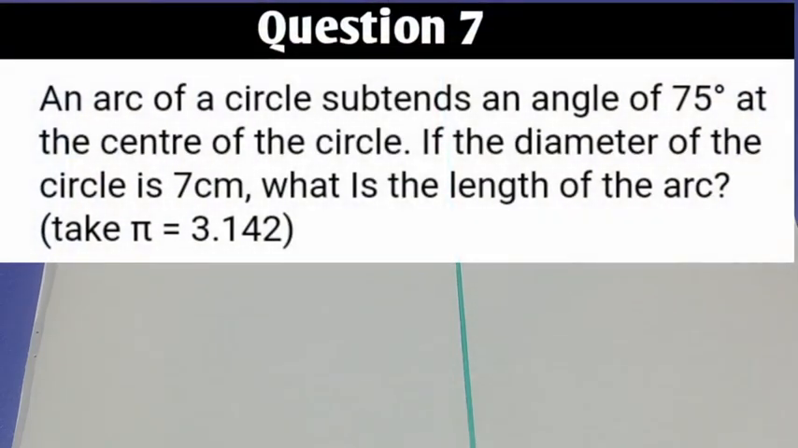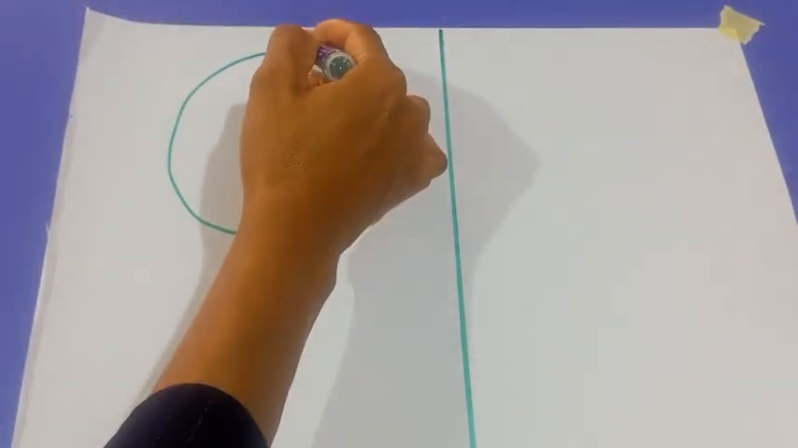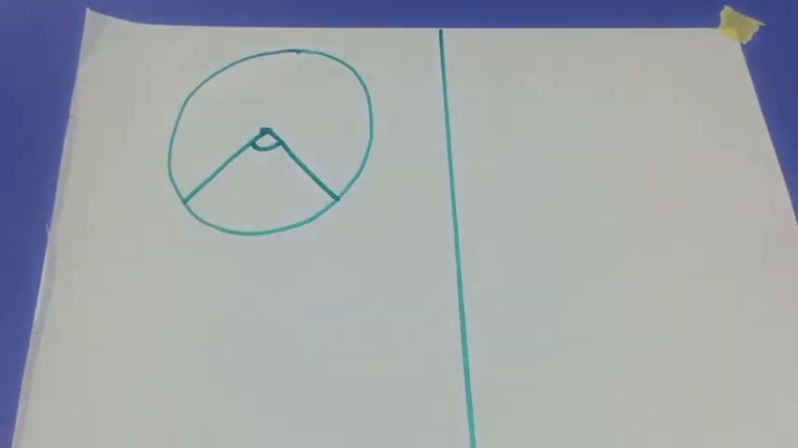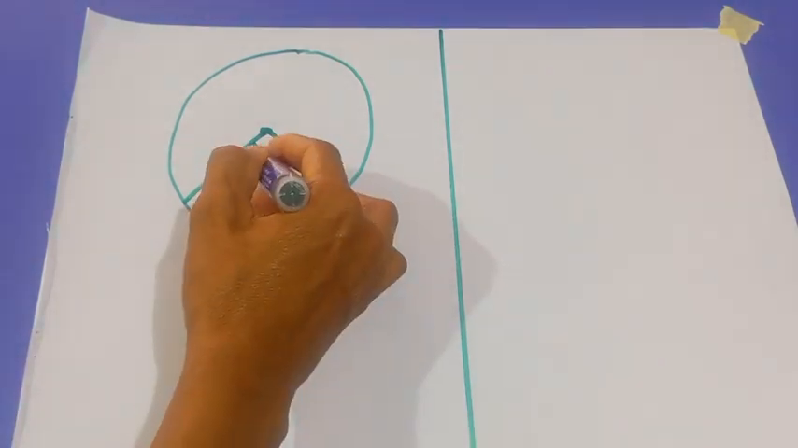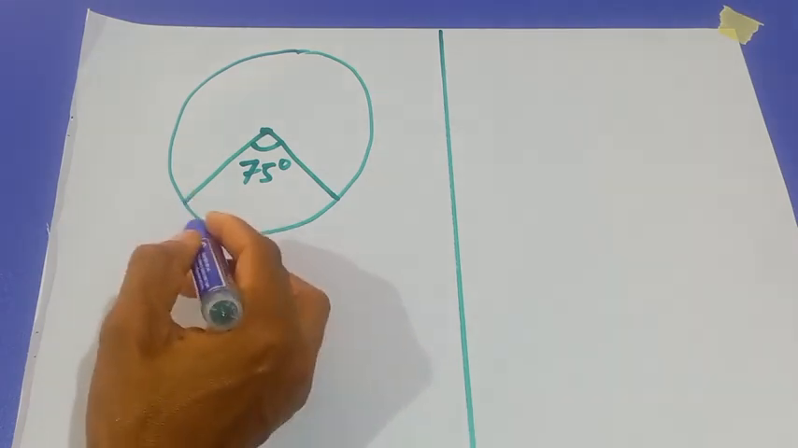The last question is on circle geometry. An arc of a circle subtends an angle of 75 degrees at the center of the circle. If the diameter of the circle is 7 cm, what is the length of the arc? Take pi to be 3.142. Let me just make a sketch. Now, this is a minor arc because the angle there is 75 degrees. So we want to find the length of this arc.